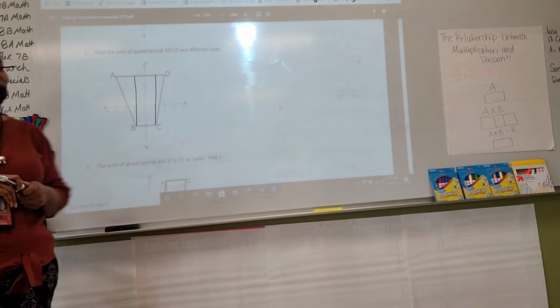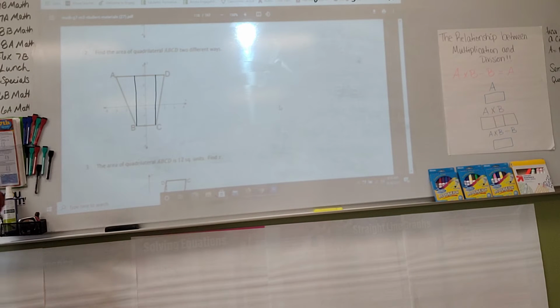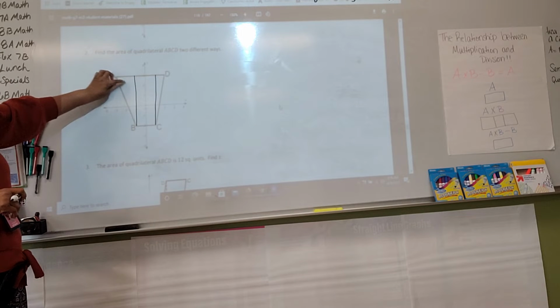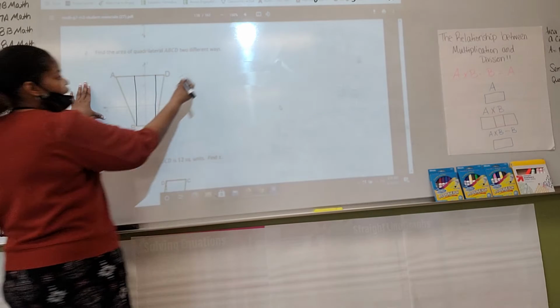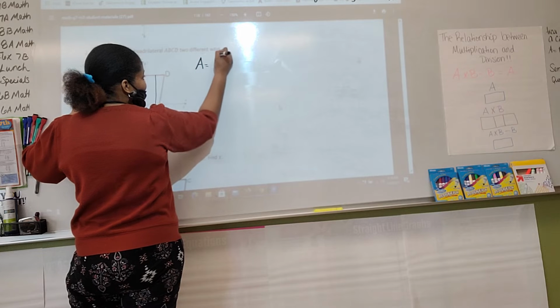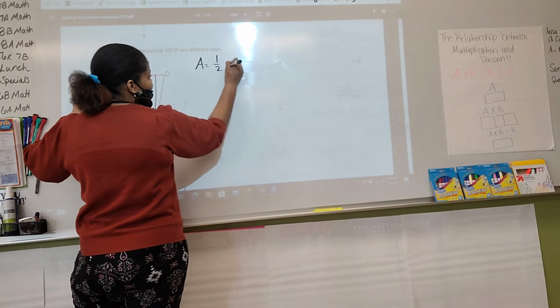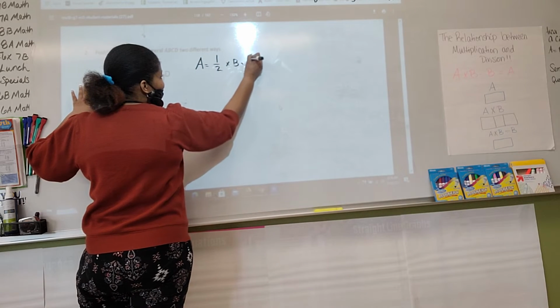I do see a triangle. This is a triangle, this is a triangle. So you have to make it a little box. Wait, why is your triangle upside down? Mine's up, yours is down. So how do I do that? I would say the area equals half times base times height.